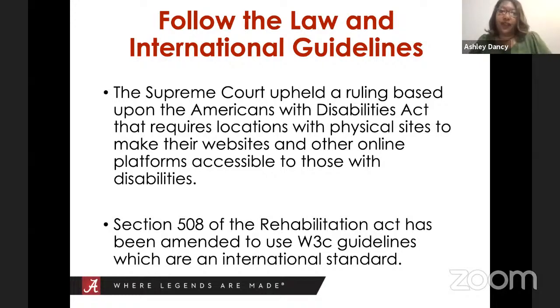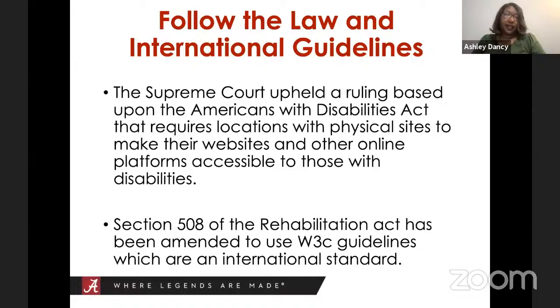So you want to be able to follow the law and international guidelines. The Supreme Court upheld a ruling based upon the Americans with Disabilities Act that requires locations with physical sites to make their websites and other online platforms accessible to those with disabilities. Now, this was a case that was brought against Domino's, and it really changed the way that people with disabilities were interacting with brick and mortar stores.